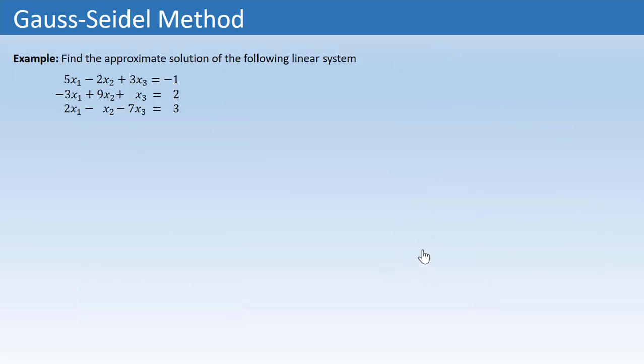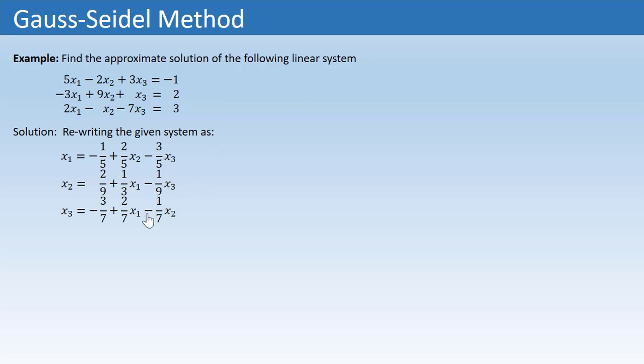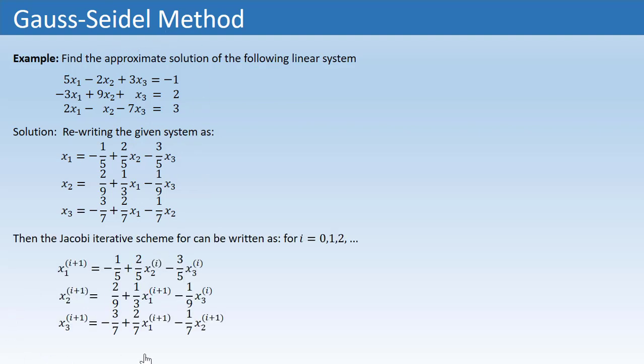Now let's consider an example and see how this algorithm works. This is a 3 by 3 system. Here we can see that the leading diagonal entries, which are 5, 9, minus 7, are clearly not equal to 0. If we assume that this system has a unique solution, then we can apply this method to find the approximate solution. The algorithm says that we need to find the solution expression of x1 from the first equation, x2 from the second equation, and x3 from the third equation. So this is how we write these solution expressions. The next step is to write the Gauss-Seidel iterative scheme. So this is how we write the Gauss-Seidel iterative scheme.